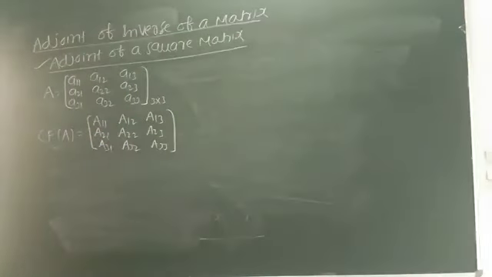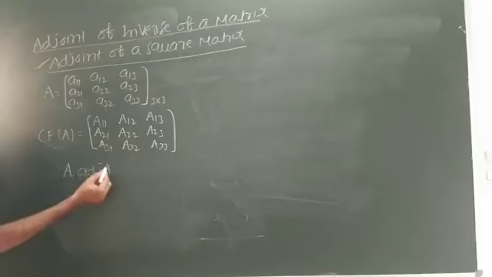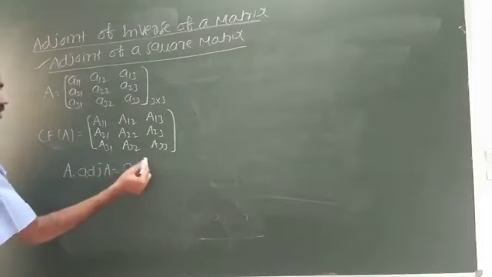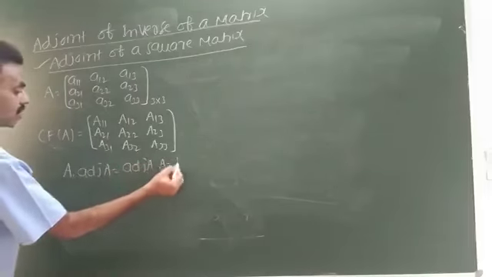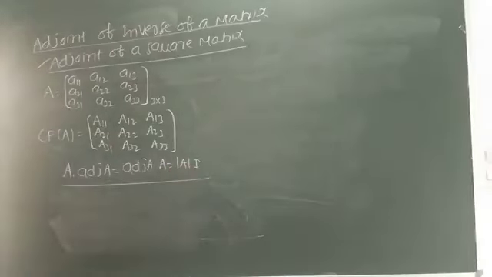We have an important theorem to find out the inverse. Very important theorem. If A is a given matrix of order n, then always remember A into adjoint A is equal to adjoint A into A is always equal to determinant A into I. This is the important property we have.